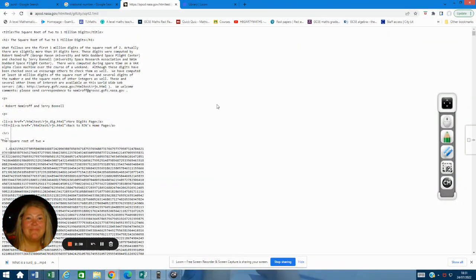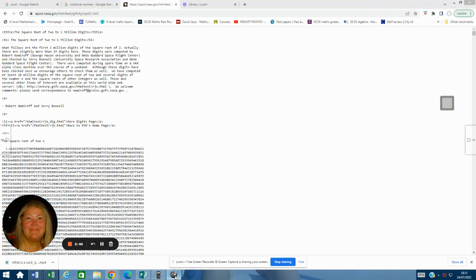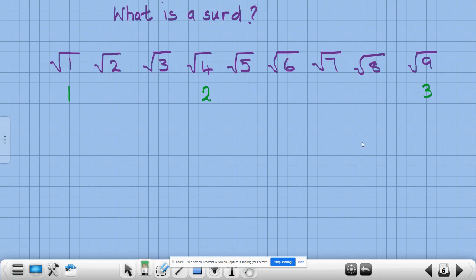But it goes to show us that the most specific way of writing that number, the most precise, is to just write it as a root 2. So that's what we do. And that is a surd.